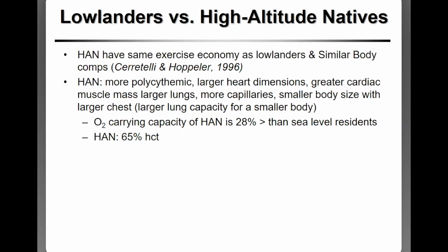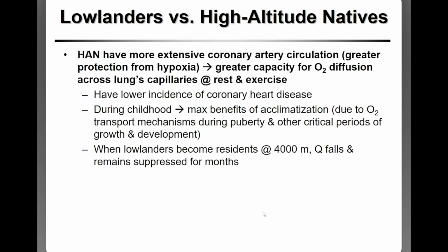So the high altitude natives have about 65% hematocrit, and if you recall, the normal hematocrit is about 42 to 48% in females, 45 to 52% in males. So high altitude natives have significantly higher hematocrit levels. So the oxygen carrying capacity of the high altitude natives is 28% greater than sea level residents. What's also really interesting is that the high altitude natives have more extensive coronary artery circulation, which is going to protect them from residing in hypoxic conditions.